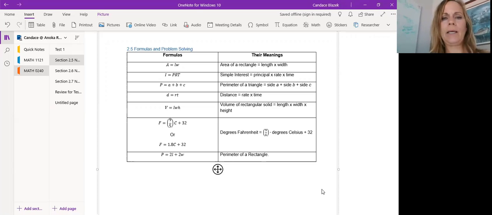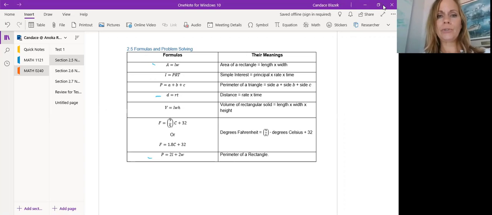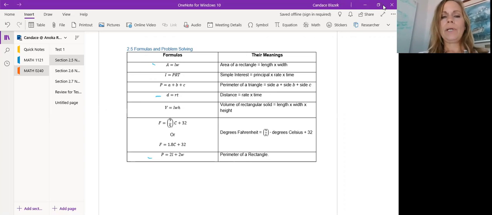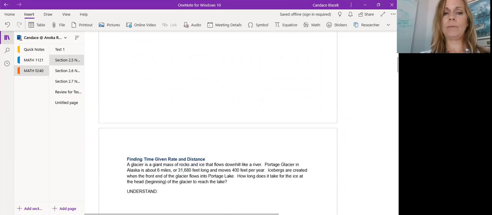distance, rate, time, area, length, width, perimeter, 2 length plus 2 width. We're going to need to know them. So I want to encourage you to learn them. But when we're looking at these formulas, we're going to be using them in the word problems today. Okay, so we're going to refer back to that page 1.